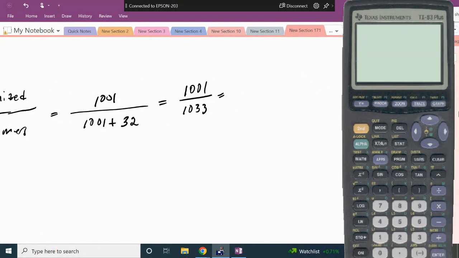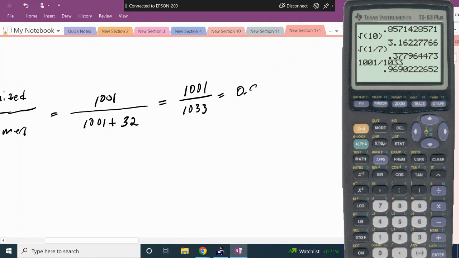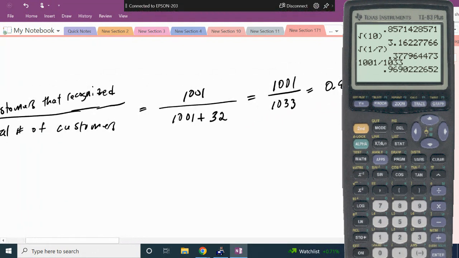So if we put this into the calculator, 1,001 divided by 1,033, we get 0.969. Okay. And in the direction, they want us to round to 3 decimal places. All right, so any questions about that example?